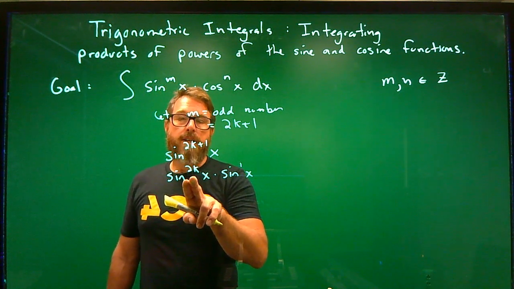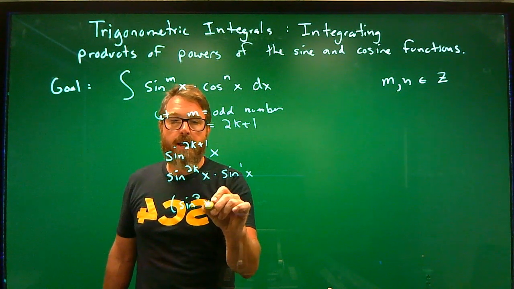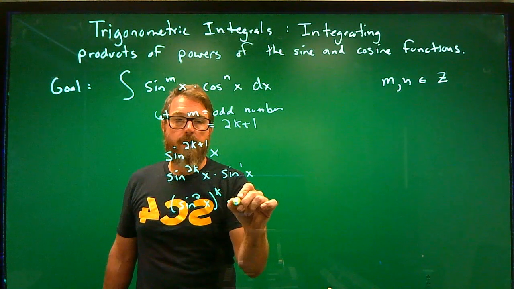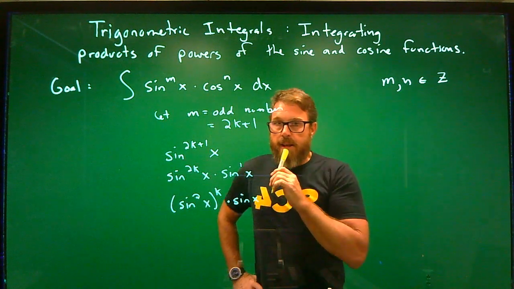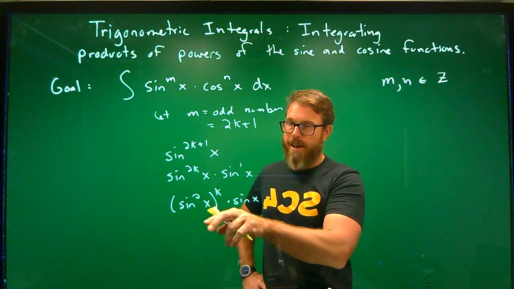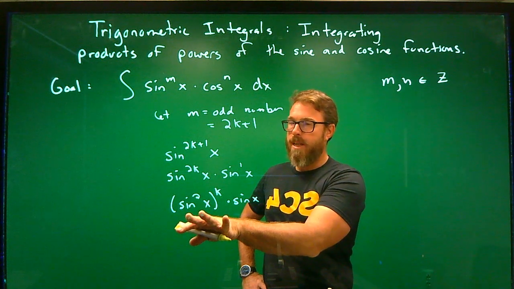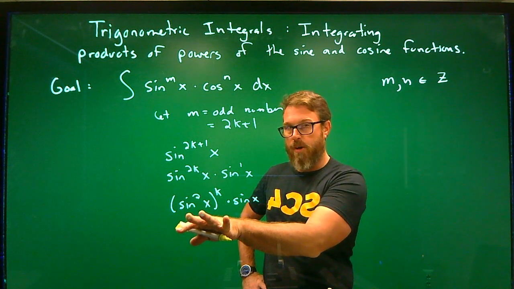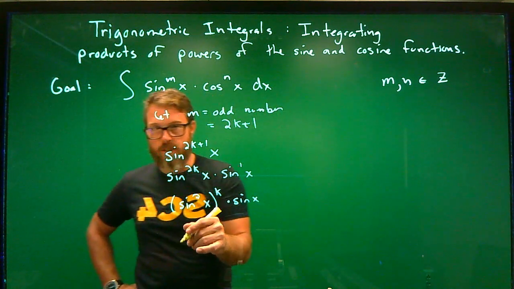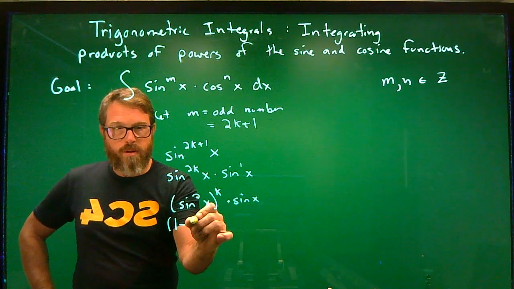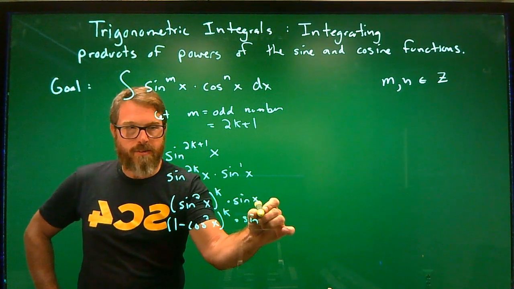Now that this is an even power, I'd like to write this as the sine squared of x raised to the k power multiplied by the sine of x still left over. So now that I have the sine squared to the k, we're almost done. I can use the Pythagorean theorem, which says that the sine squared of x plus cosine squared of x is equal to 1, or solving for the sine squared, the sine squared of x is the same thing as 1 minus the cosine squared of x. So this is the same thing as 1 minus the cosine squared of x raised to the k power times the sine of x.